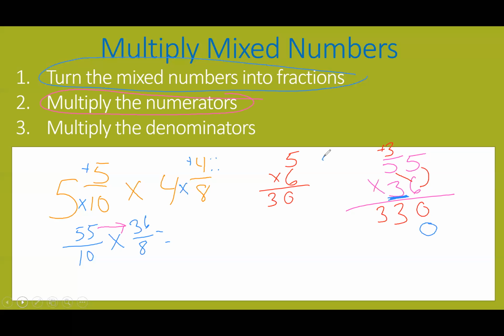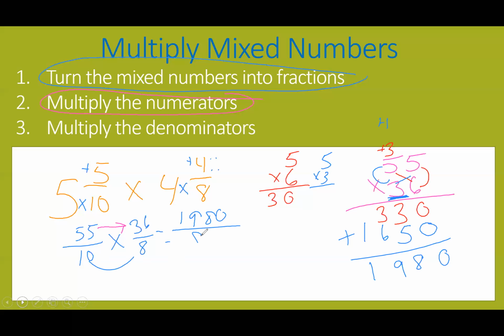Now I have a problem that says 5 times 3. You guys know 5 times 3. 5 times 3 is 15. Regroup. 3 times 5 is 15, plus 1 is 16. Make sure you line up your numbers. 1,980 over, what's 10 times 8? 80. That's your answer. 1980 over 80.